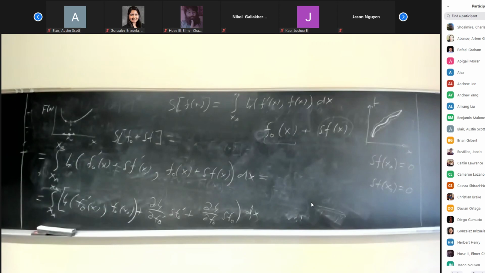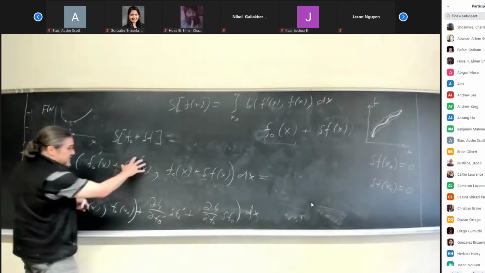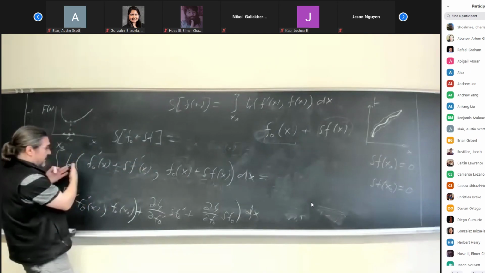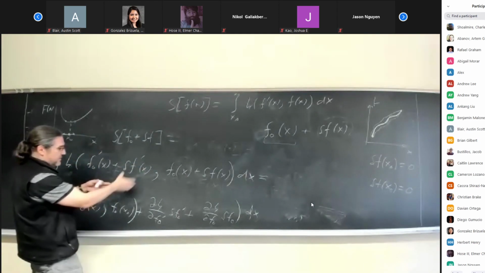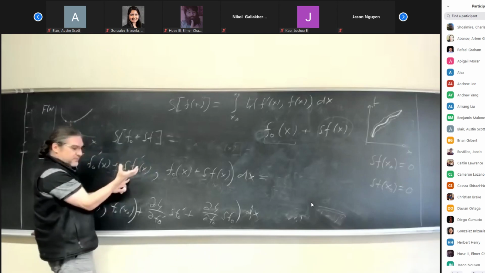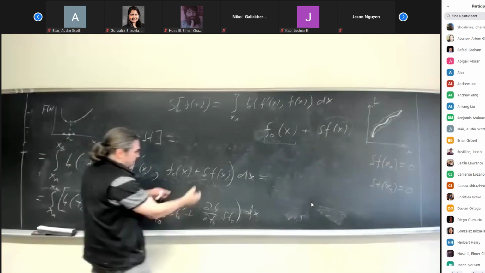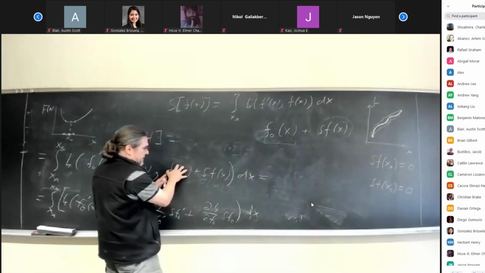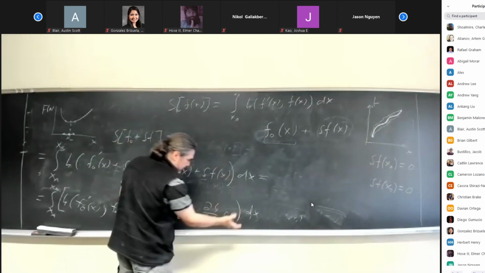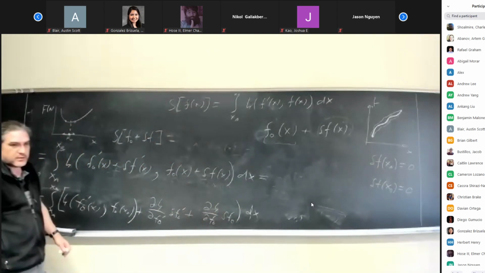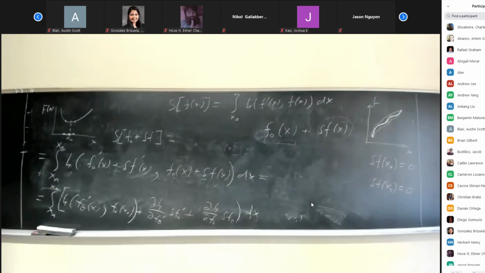That makes sense? Yes. This is small, right? So all I need to do is take L, differentiate it with respect to the first argument, and multiply by the shift of the first argument. Then take L differentiated with respect to the second argument, multiplied by the shift of the second argument. That's all. I don't do much else.